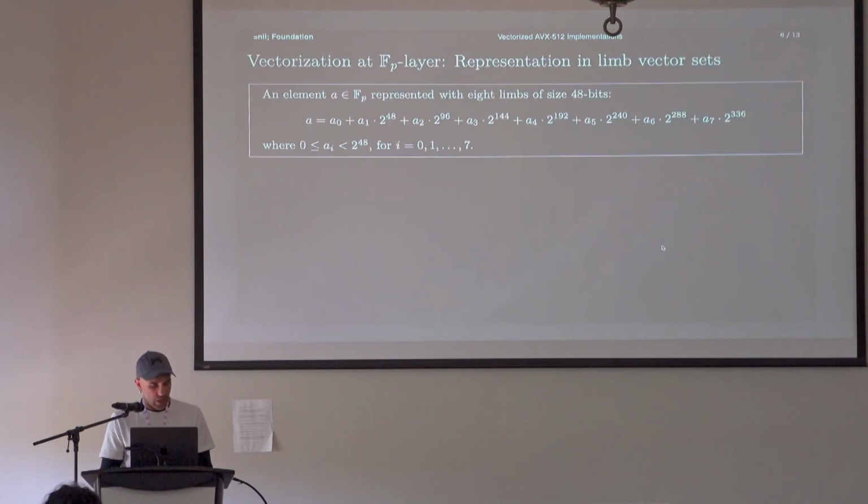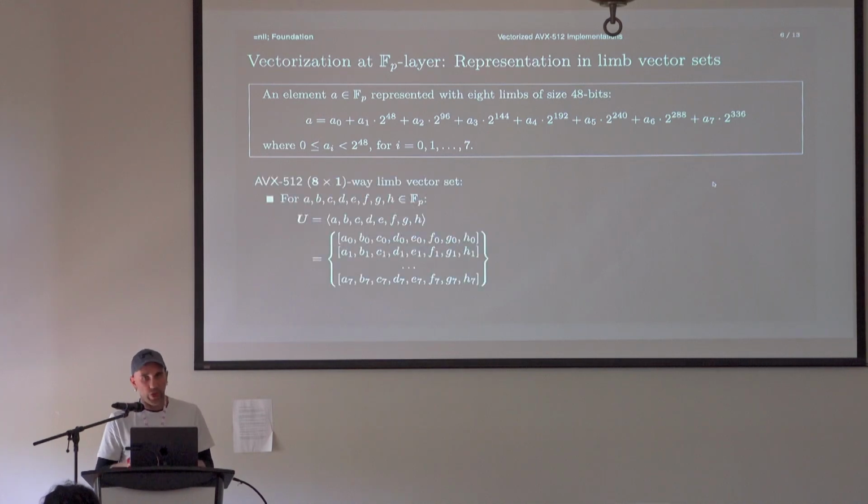So how does our vectorization work? In the beginning, I should say that if we want to represent an integer a over fp, what we do is we split it in limbs. So basically, an integer over fp, where in our case p is 381 bits, is split to 8 limbs. Each limb has size 48 bits.